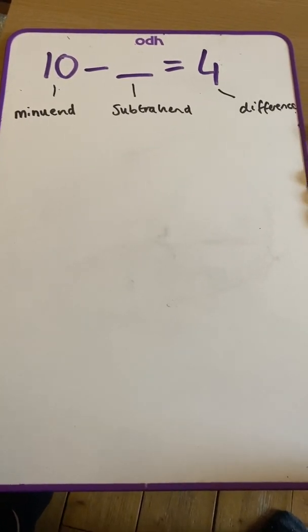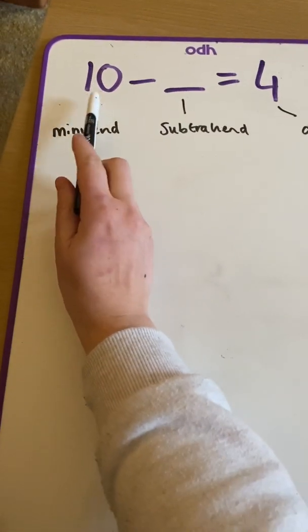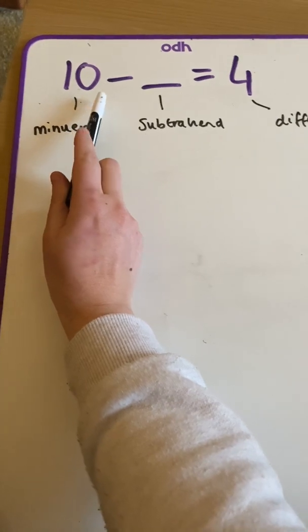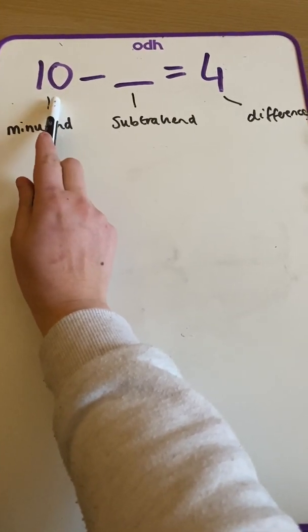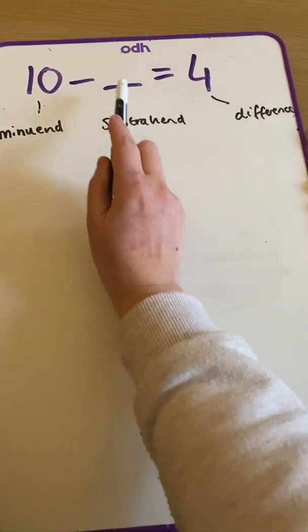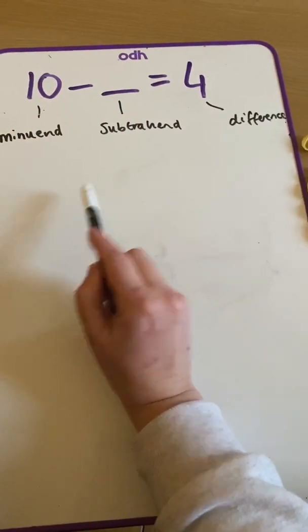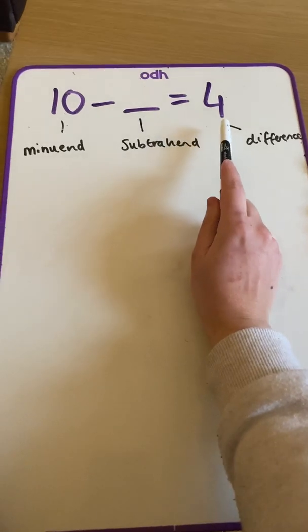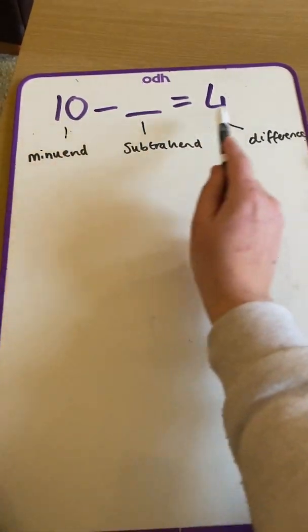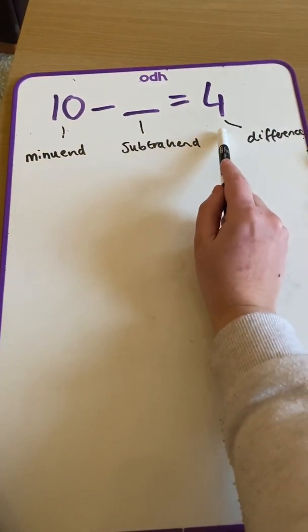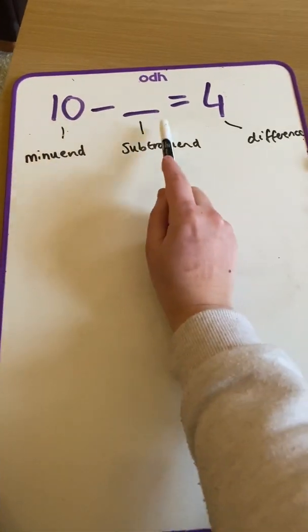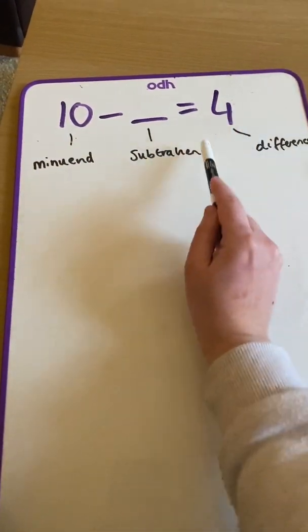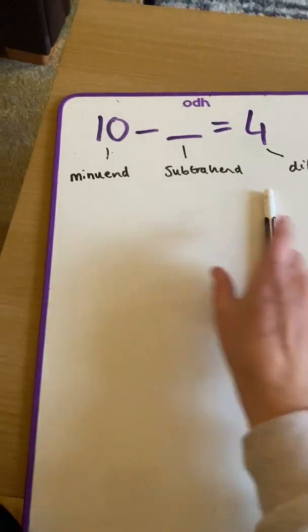So in this example here, I have my minuend, which is my big number, taking away my subtrahend, which I don't know yet, and I get the difference. My answer of the whole sentence is the difference. So we have our minuend, our subtrahend, and our difference. But our main focus is the subtrahend.